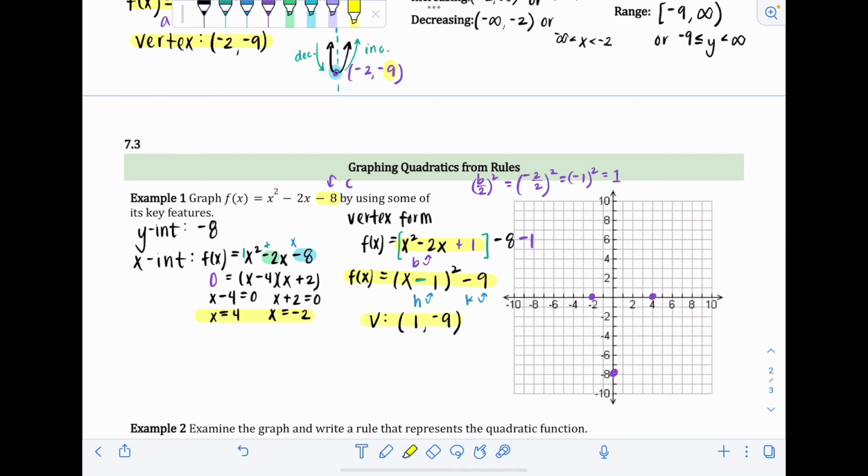So my vertex is 1, negative 9. I can put that on my graph here. And then that looks like enough to be able to sketch my graph. So it's going to go up from negative 9 up to negative 8 up to negative 2. And then we know that quadratics are symmetric, so I should have another point exactly right here. And then I can go ahead and connect through.